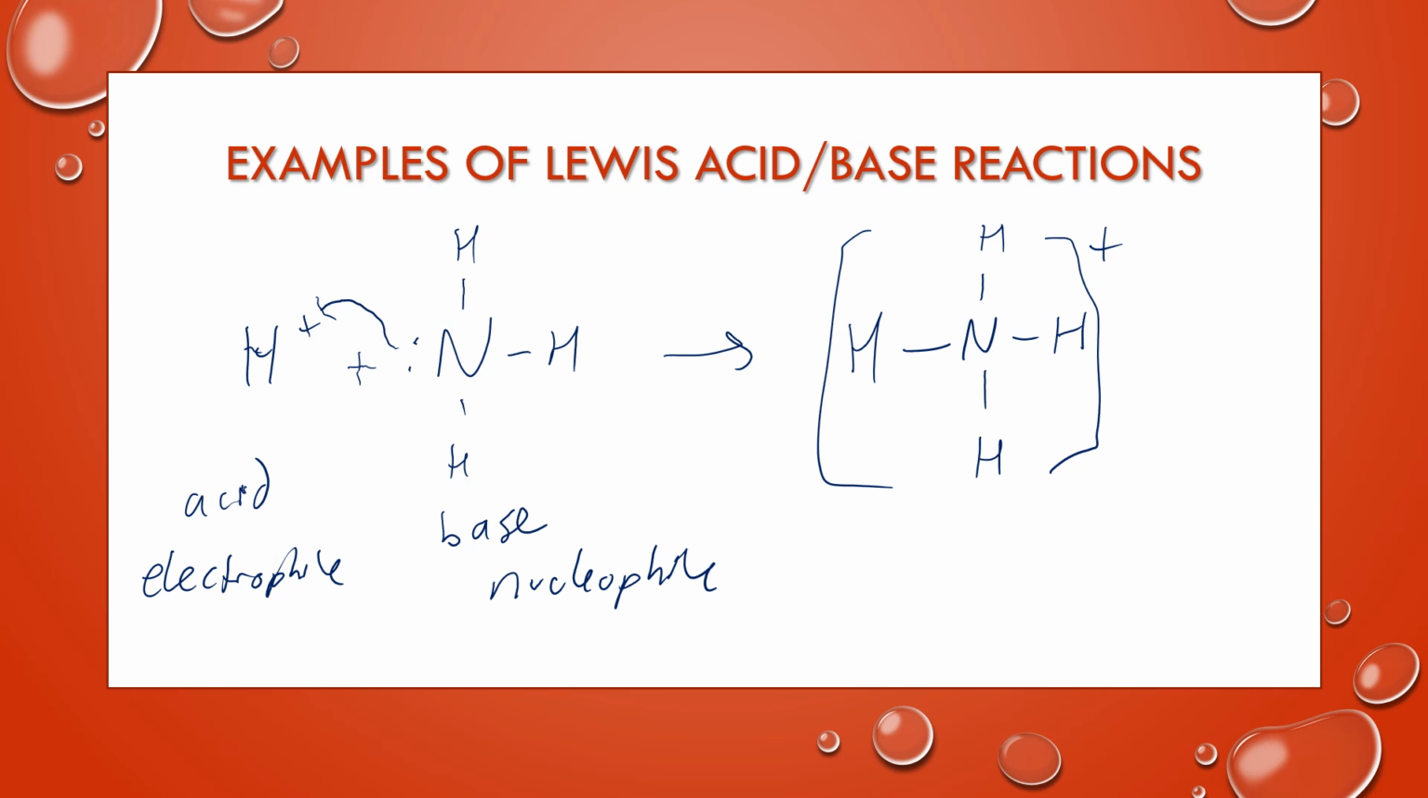This is also a good example of a Bronsted-Lowry acid-base reaction, because the base is the ammonia. It accepts the proton, which is the hydrogen ion. So just because it is a Lewis acid-base reaction doesn't mean it can't also be a Bronsted-Lowry acid-base reaction. It's just a different way of talking about it.